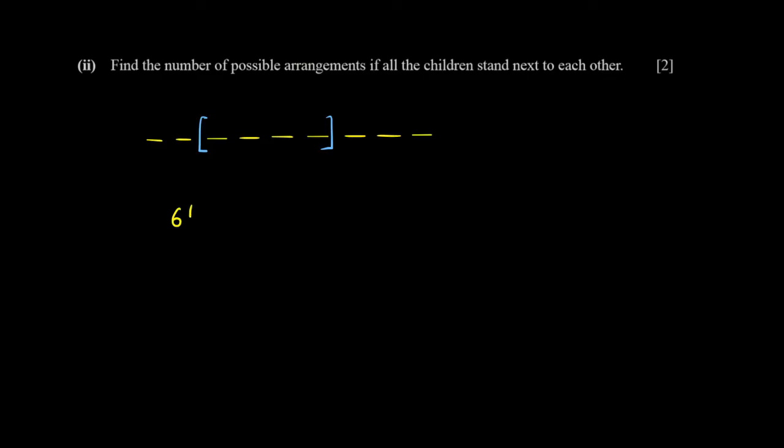6P6 or 6 factorial. And then we've got to look inside the group of children and ask, how many ways can we rearrange those 4 children? Well, that would be 4P4 or 4 factorial. So ultimately, the number of ways is going to be 6 factorial times 4 factorial, which is 17280. And again, I'll just check that. And that is correct.